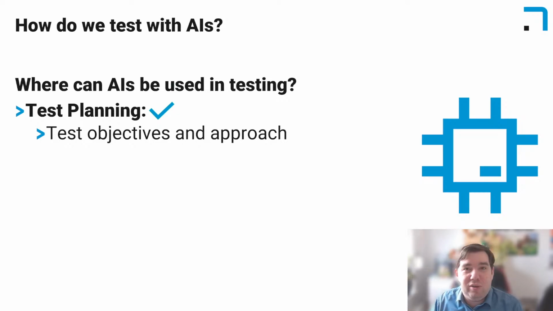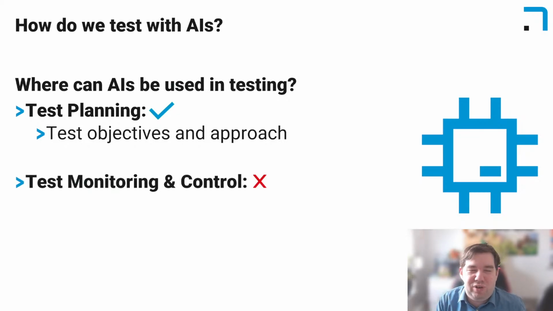Then the next stage of testing is, of course, test monitoring and control, of which I don't think the AI is really good here. The test monitoring and control needs a sort of human element to see how everything's going and progressing. And whilst we could use AIs and pipe some outputs from testing progress into the AI, I think it's probably better to stick with a more human element in that case.